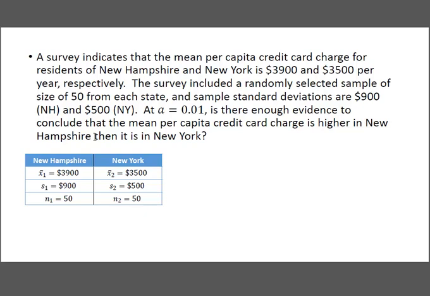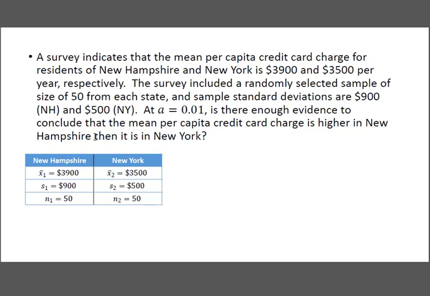Now, the thing that does matter is they have to be 2 independent samples, and obviously people from New Hampshire are independent of people from New York. So these are 2 separate groups of people, which is why this is, again, an independent 2-sample test. So I got that part all settled. Now let's take a look at what happens next.